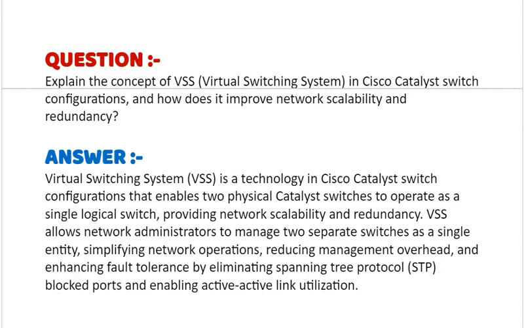Our next interview question is: explain the concept of VSS (Virtual Switching System) in Cisco Catalyst switch configurations, and how does it improve network scalability and redundancy? Your answer should be: Virtual Switching System (VSS) is a technology in Cisco Catalyst switch configurations that enables two physical Catalyst switches to operate as a single logical switch, providing network scalability and redundancy.